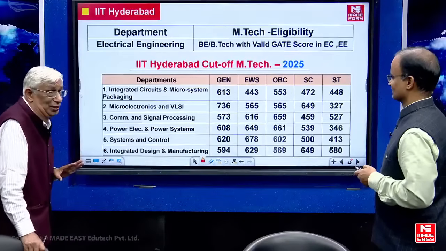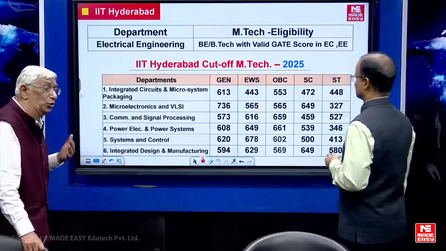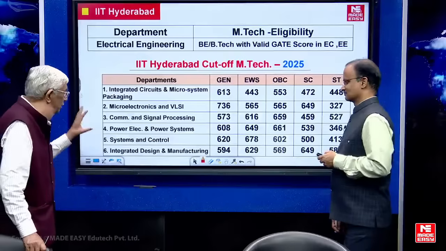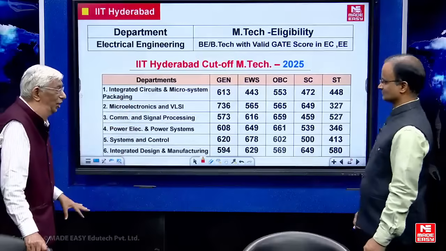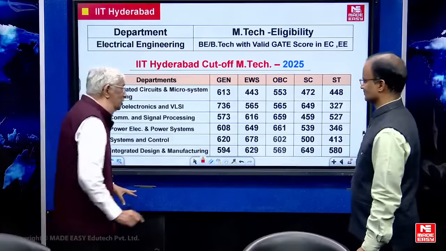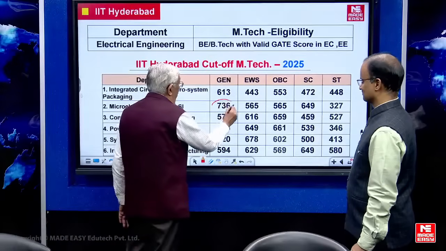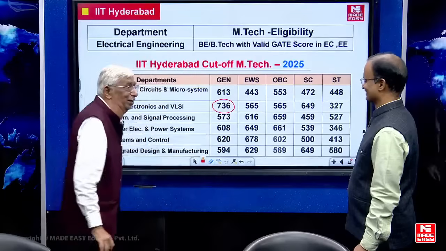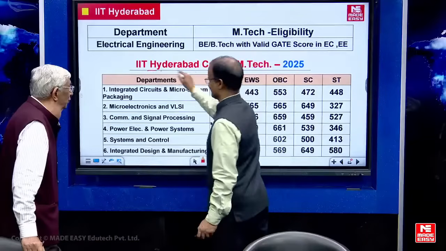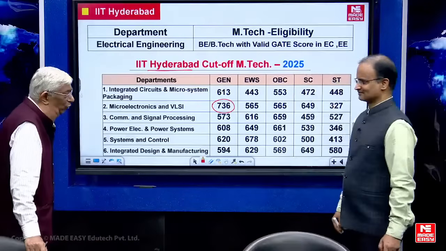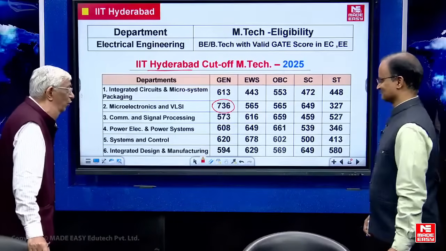IIT Hyderabad, as I mentioned earlier, is conducting almost 10 rounds. So essentially, this is the most probable cutoff of the last candidate admitted. And needless to say, 736 for VLSI is standing out. In the new IITs, it is some good feedback, that IIT Hyderabad has very good placements. Yes, very good placements.